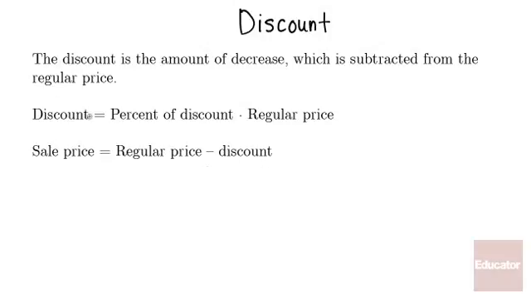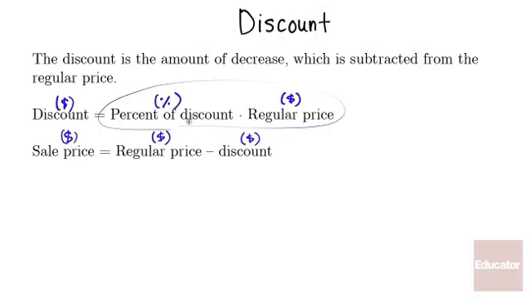So, again, discount is money. Percent of discount is, well, we know it's percent, times the regular price. So this is also money, right? Then the sale price, we know this is all going to be in money. So the important thing to remember is that to figure out how much your discount is going to be, you have to multiply the percent times the regular price. So all of this is going to equal this, the discount.